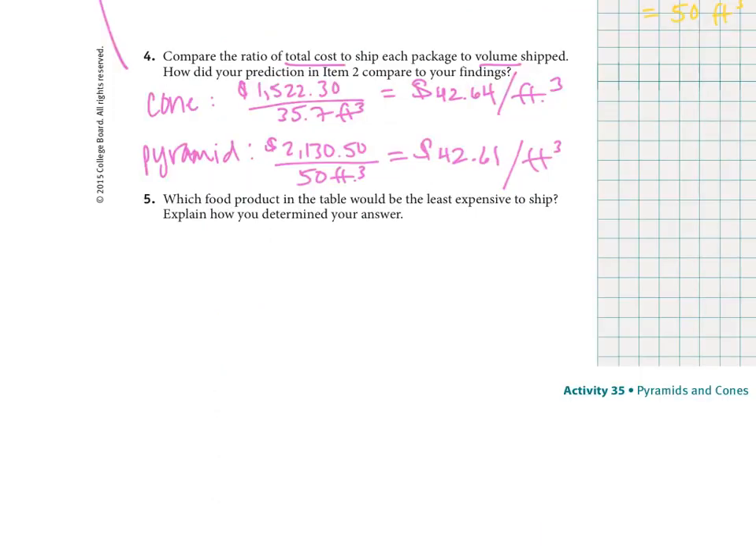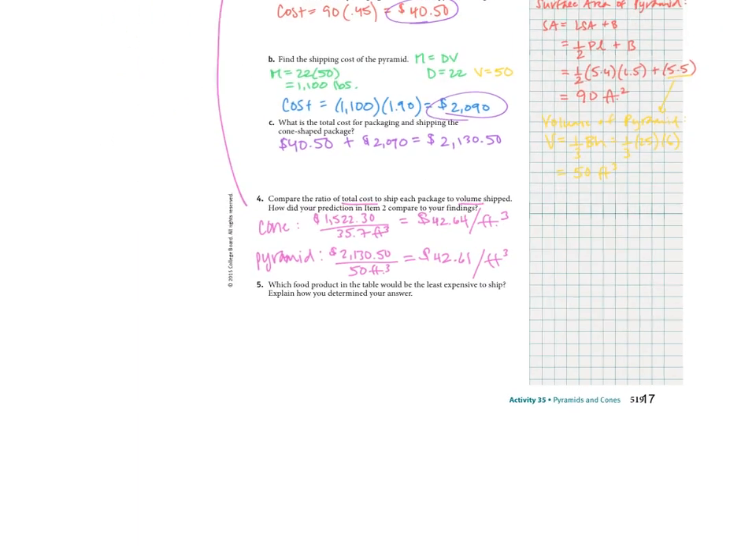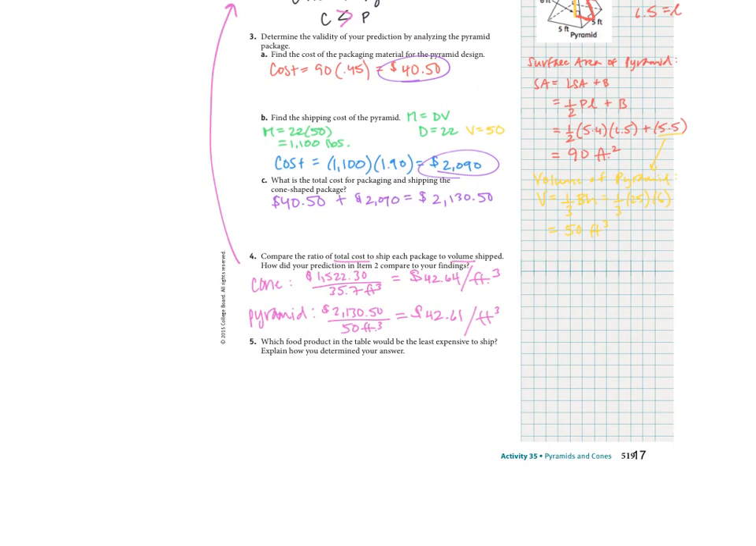So now, moving on to number 5. It wants us to look at which food product in the table would be the least expensive to ship. We have to figure this out referencing what we talked about with the coffee beans. So think about this. We are probably looking at what is the lowest density. Overall, the mass for a given volume is less. So let's zoom out and take a step back. If we have a low density, that means our mass is going to be less for a given volume.